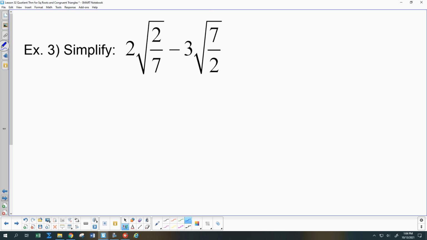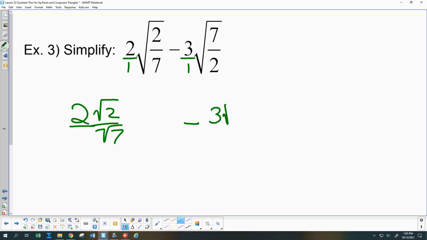So this time I'm subtracting, and this time I have another number out in front. So what I'm going to do with these, I am going to still do the root 2 over the root 7. I'm going to think of this 2 out in front as a 2 over 1, helping me remember that means I just have a 2 in the numerator, so I have 2 root 2 over 7. And I'm going to leave some space. And I'm going to think of the 3 as 3 over 1, so I know it goes in the numerator. And then I've got the root 7 over root 2.